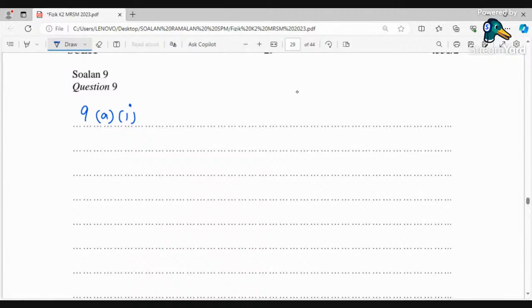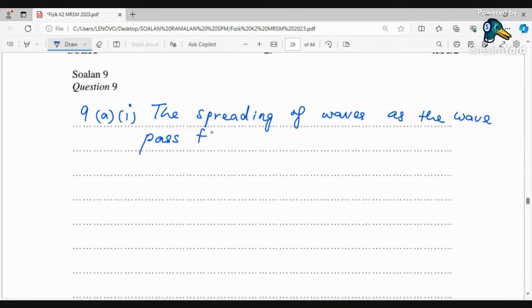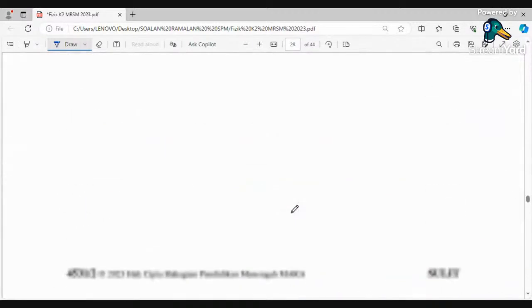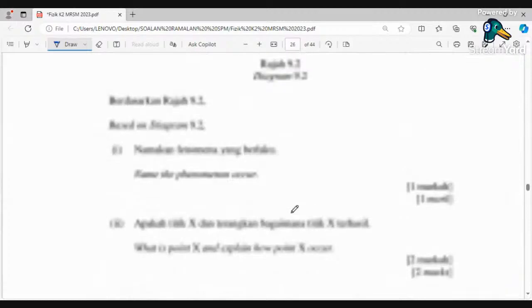Apa definition untuk diffraction? Okay, the spreading of wave as the wave pass through a gap or round an obstacle. Okay, itu soalan untuk definition pertama. Okay, soalan 2. Soalan 2, kita balik pada soalan tadi soalan 2.